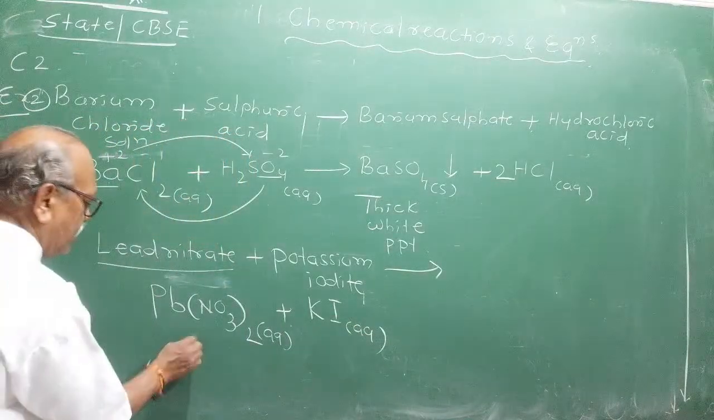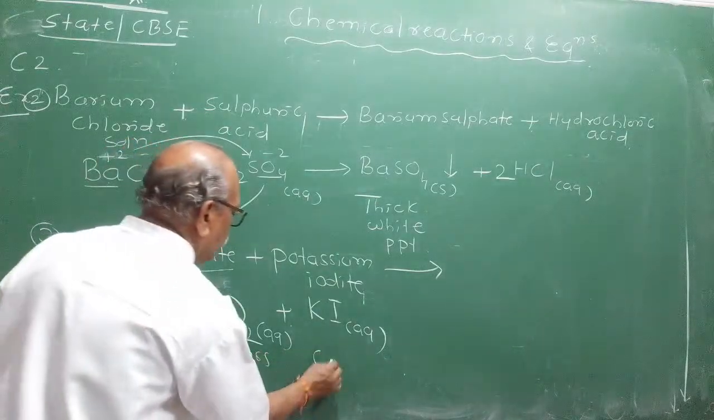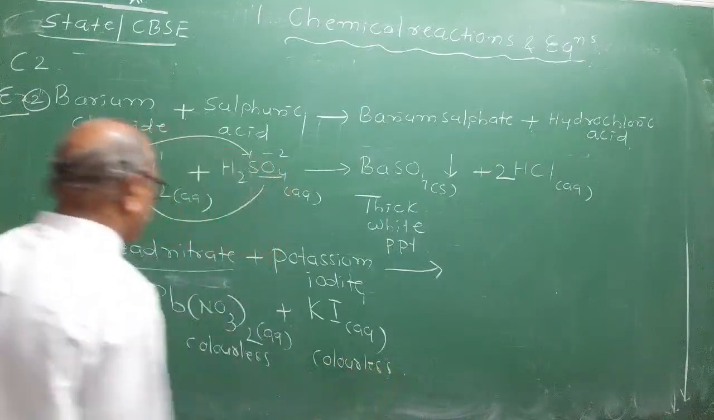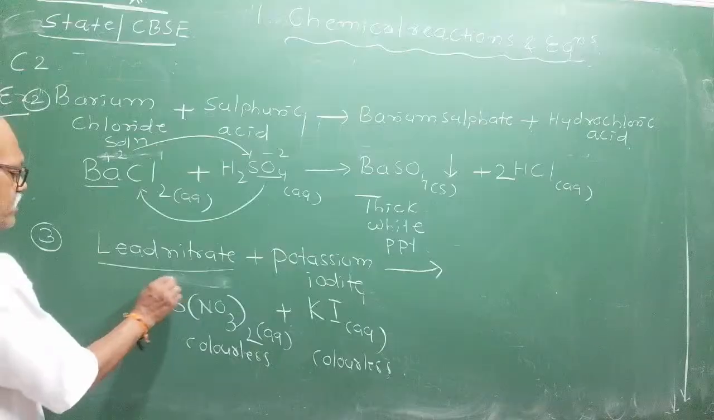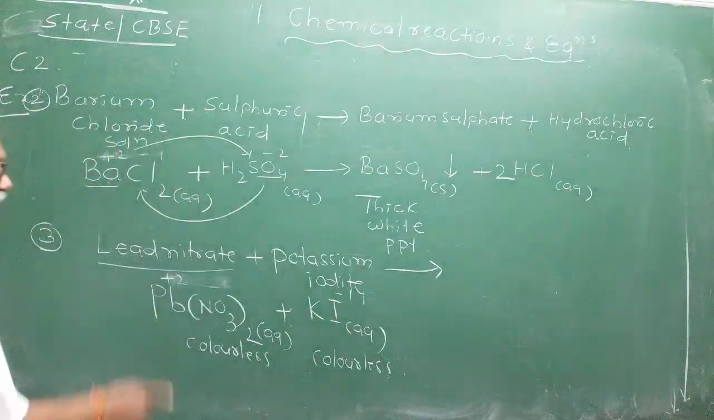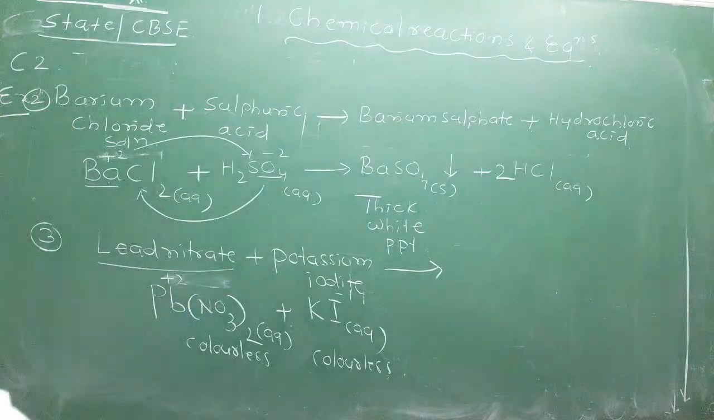Observe. Both of them are colorless. This is also colorless. This is also colorless. Guess the product or ions that are exchanged. Here the ions exchanged in the reactants are Pb +2 and I -1. Both of them will combine and form a yellow colored precipitate. What is the color?